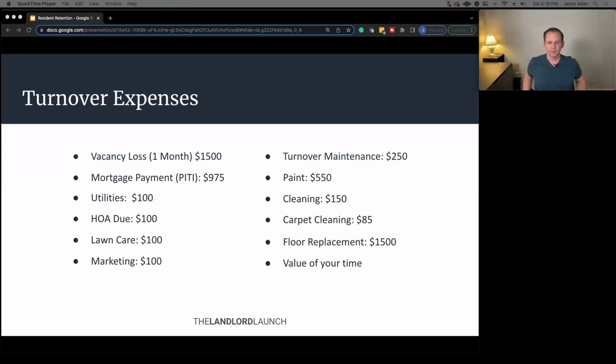Cleaning, still pretty reasonable, around $150, but I have seen in apartments these days, I've seen them push $250 as well. Carpet cleaning, $85. Depends how big the place is, how many rooms, what kind of specials you got going on, what kind of relationship, how much volume you give the person, what kind of company you're dealing with. It could get a lot more expensive is what I'm saying. Flooring replacement, $1,500. Maybe that's a room of carpet depending on the quality of the carpet. I mean, that stuff can get really expensive.